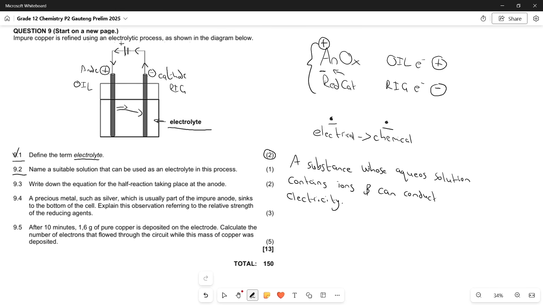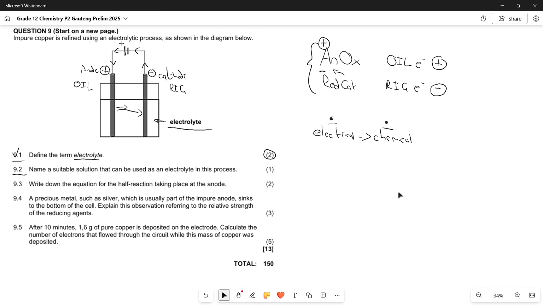And then 9.2 says name a suitable solution that can be used as an electrolyte in this process. So we just mentioned something about Cu2+, but we cannot just put Cu2+ into the solution because we don't find Cu2+ by itself in nature. It always comes from some sort of compound, and the compound that we're dealing with is CuSO4.